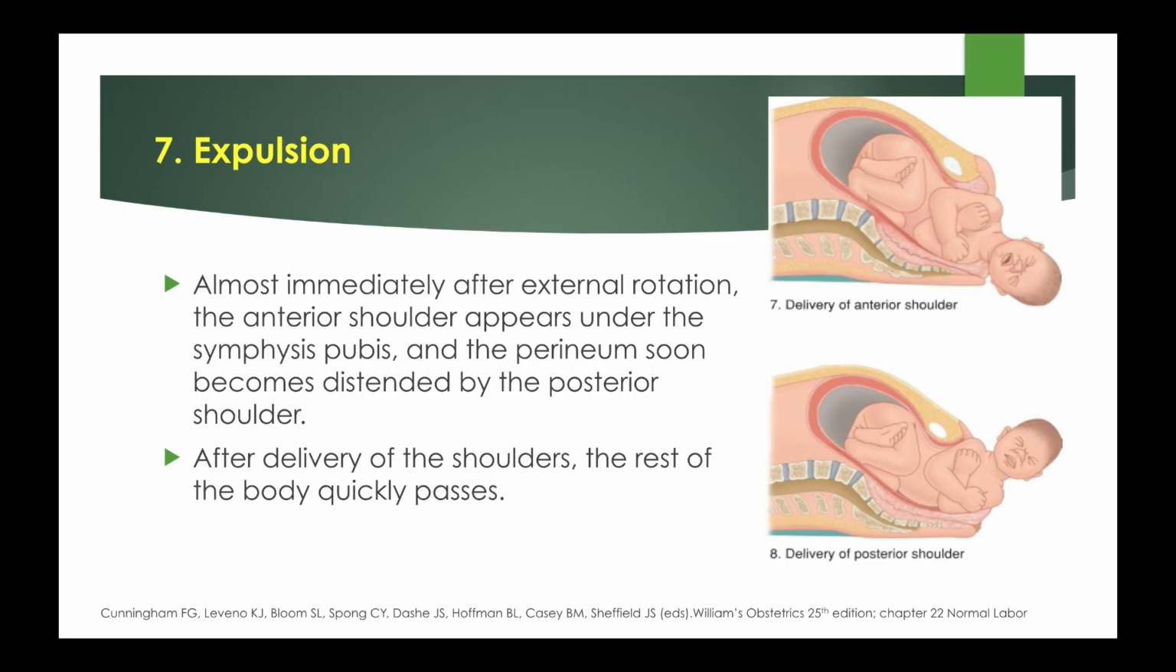Now, the last cardinal movement of labor is expulsion. Now, this is the cardinal movement of labor that results in the delivery of the rest of the baby's body. Almost immediately after external rotation, the anterior shoulder appears under the symphysis pubis and the perineum soon becomes distended by the posterior shoulder. After delivery of the shoulders, the rest of the body quickly passes.